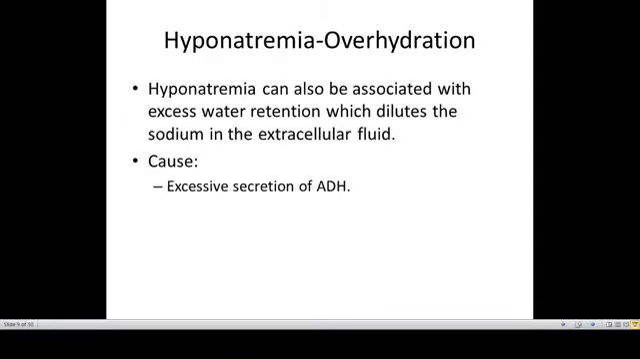Hyponatremia of the overhydration type. Hyponatremia can also be associated with excess water retention, which dilutes the sodium in the extracellular fluid. The cause may be excessive secretion of antidiuretic hormone. This can cause the kidney tubules to reabsorb more water, leading to hyponatremia of the overhydration type.